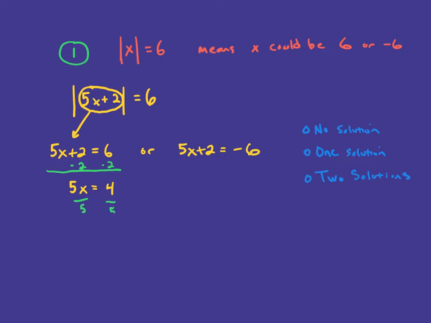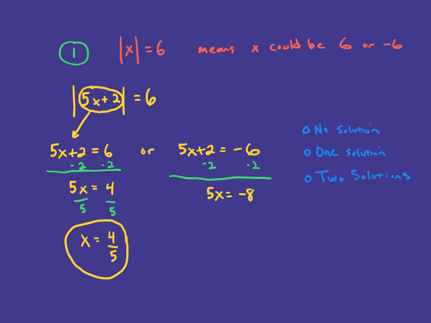Divide by 5. Okay, so we've got one solution so far. Next one, just going to do the same thing. Subtract 2. 5x equals negative 8. Divide by 5 on both sides. Okay, so we end up with x equals negative 8/5 there. Make sure you do reduce these if possible. 4/5 doesn't reduce, negative 8/5 doesn't reduce.